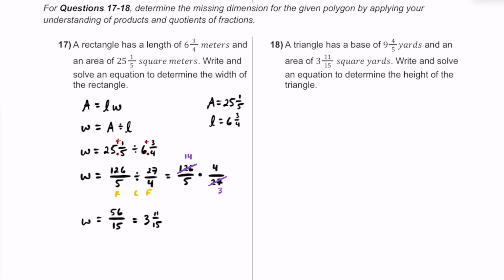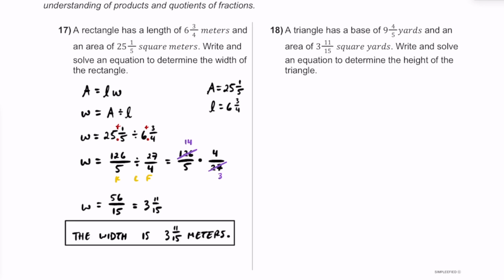All right, so putting this all together, we can go ahead and say that the width of this rectangle must be 3 11/15 meters. Now, if you want to check it, feel free to take this 3 11/15, multiply it by the 6 3/4, and just double check that it does equal this 25 1/5. And if it does, then you know that this is also working out well.